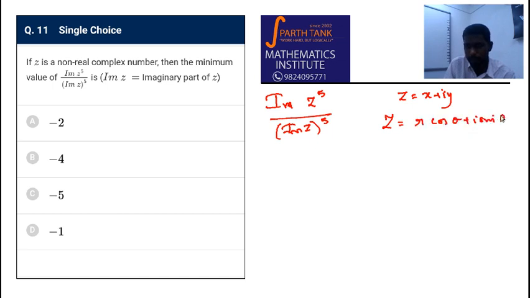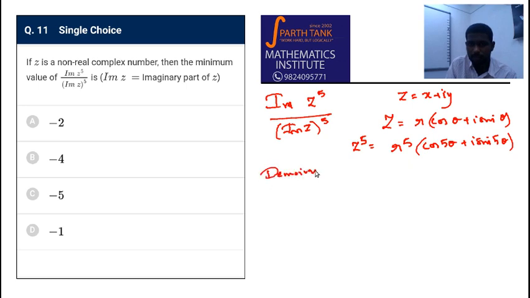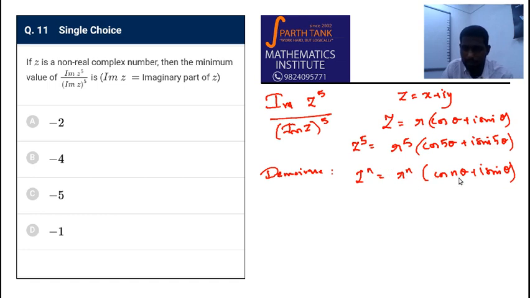the polar form. So z raised to 5 is nothing but r to the power 5 cos 5 theta plus i sin 5 theta. Right? Remember De Moivre's theorem? De Moivre's theorem says z power n can be written as r power n cos n theta plus i sin n theta, where r cos theta plus i sin theta is the polar form of that complex number. Just bring that power inside and multiply the argument.